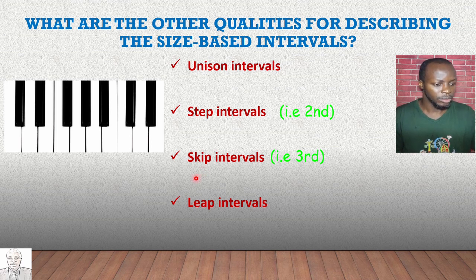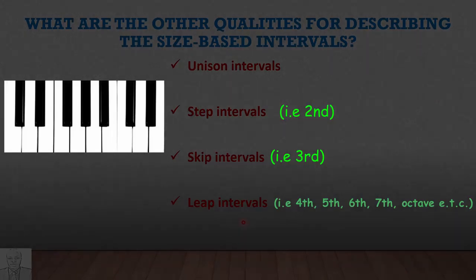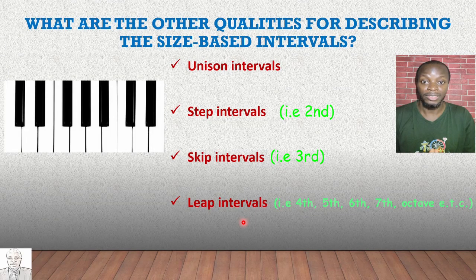Okay, now let's talk about leap interval. In this case, any interval that is greater than a third is a leap interval. Like I said, any interval that is greater than a third is the interval of a leap, right? So you are skipping out at least two notes between the two pitches that make up the interval. That is in case of a fourth, right?